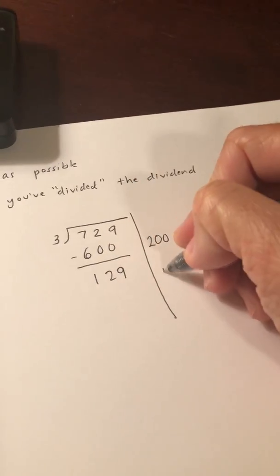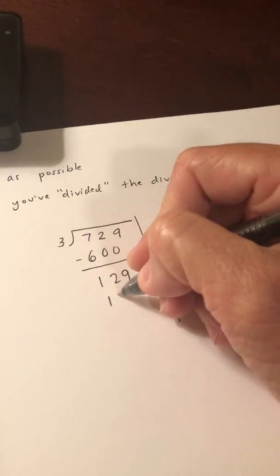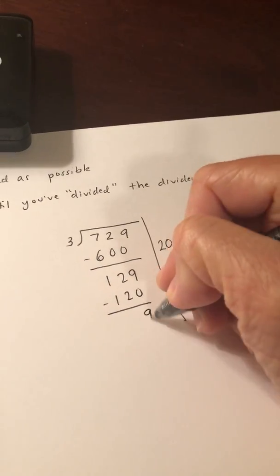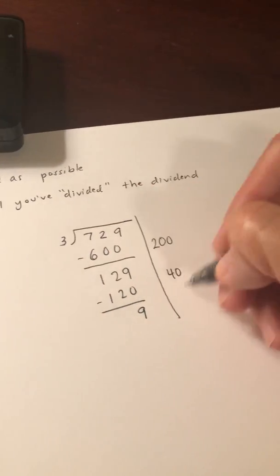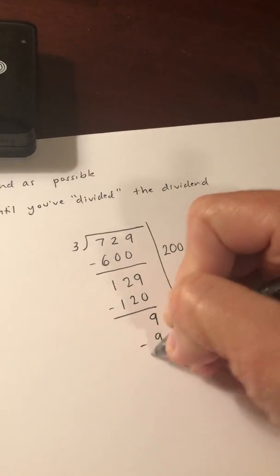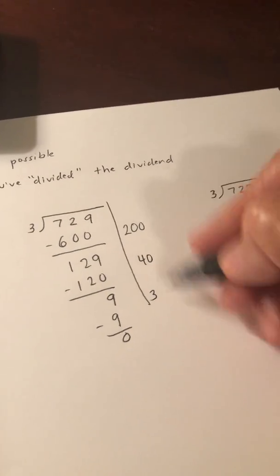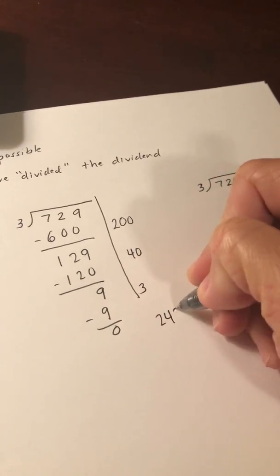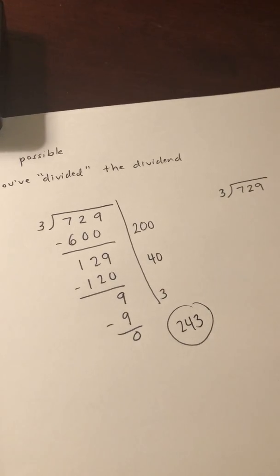3 times 40 is going to be 120. That leaves 9 left over. And 3 times 3 is going to be 9. That leaves none left over. My answer would be all of this over here, which is 243 for a final answer.